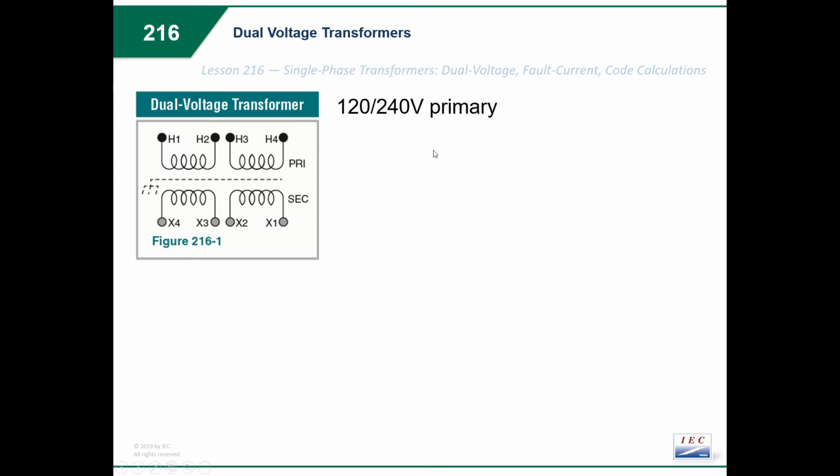So we're going to look at an example here. This I think is the first one in your reading. So we have a transformer with a 120/240 primary, 24/48 secondary. So that means depending how we connect these coils, it's going to depend what voltage we get out of it and what voltage it can receive into it.